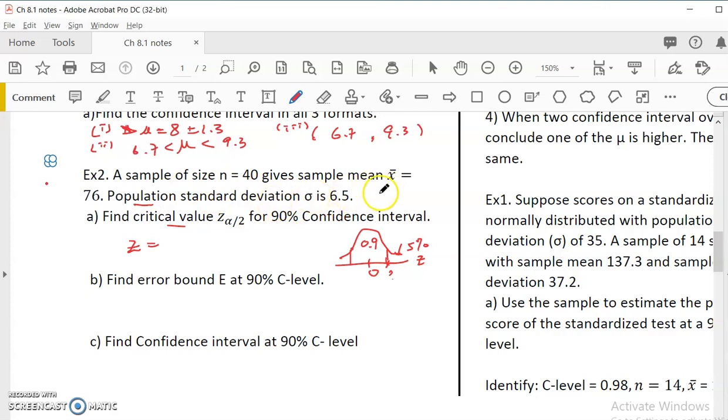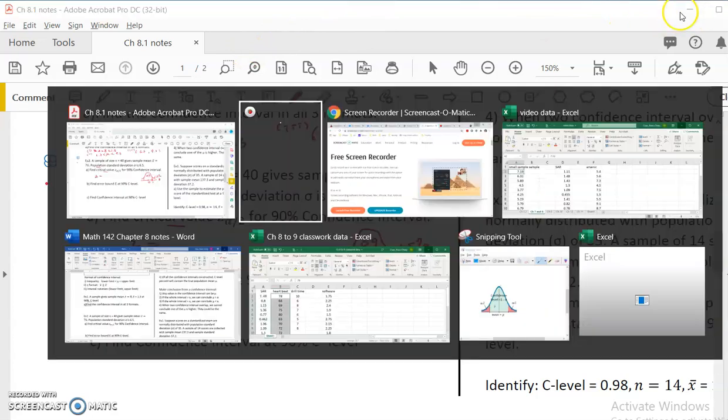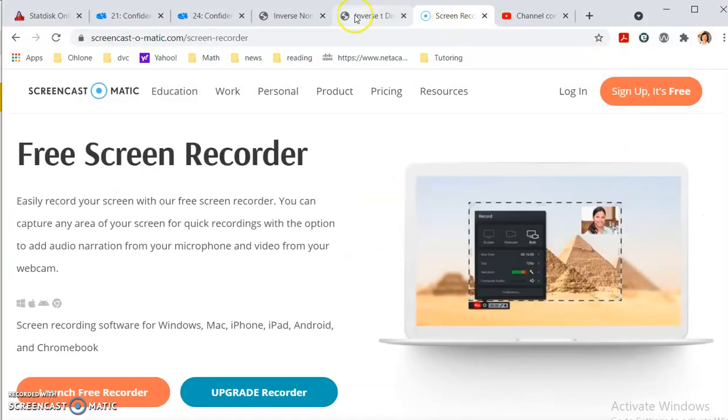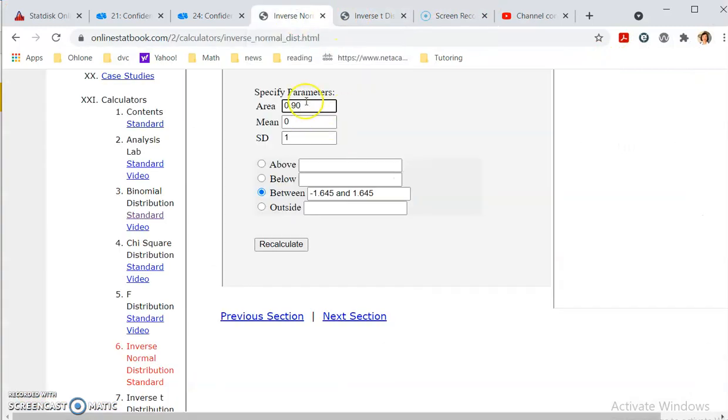Sometimes you would have the sample standard deviation. We don't really need that because in our calculation of error, we only need sigma over square root n, right? But we need to know how many tick marks it is from the middle, from the mean. So we do inverse normal using 90% as the middle, 90% as something that is likely to occur by chance. So I do inverse normal 0.9 and I click in between.